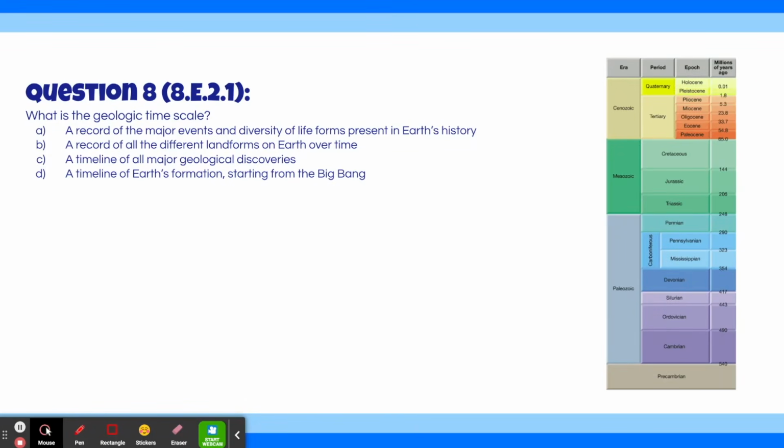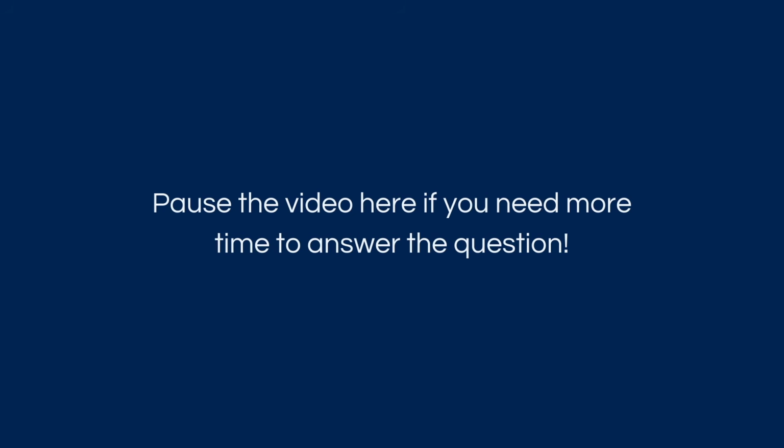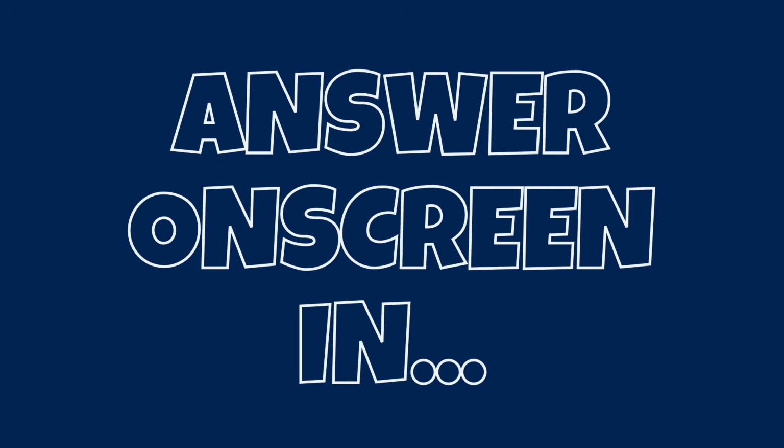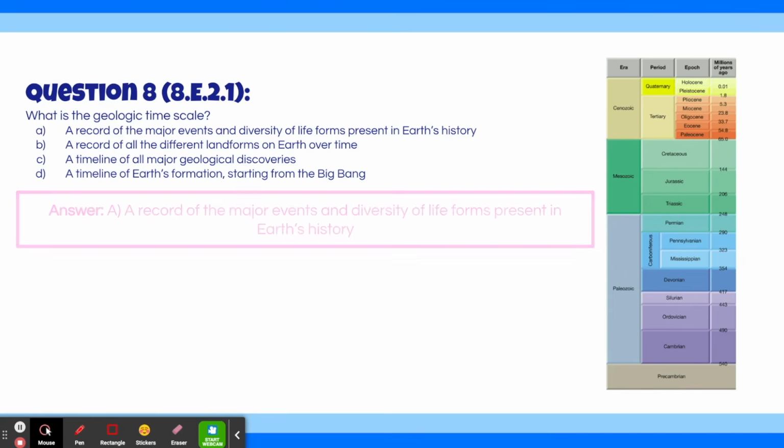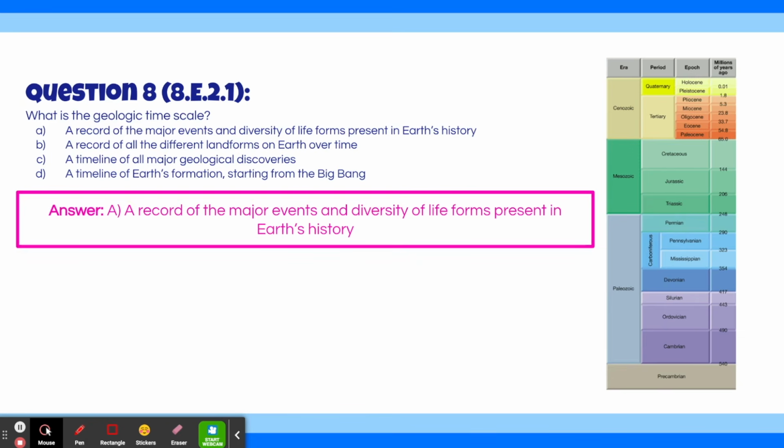Question 8. What is the geologic timescale? A. A record of all the major events and diversity of life forms present in Earth's history. B. A record of all the different landforms on Earth over time. C. A timeline of all major geological discoveries. D. A timeline of Earth's formation, starting from the Big Bang. The answer is A. A record of the major events and diversity of life forms present in Earth's history.